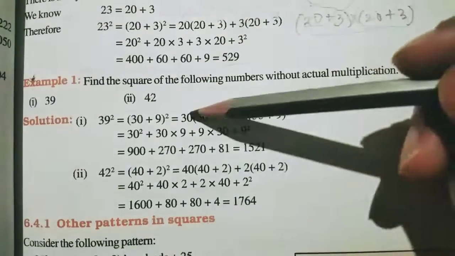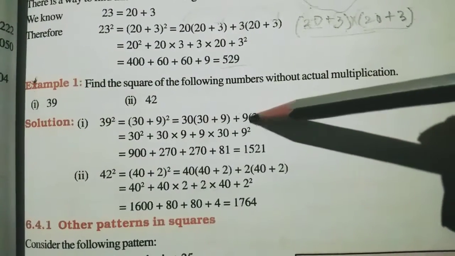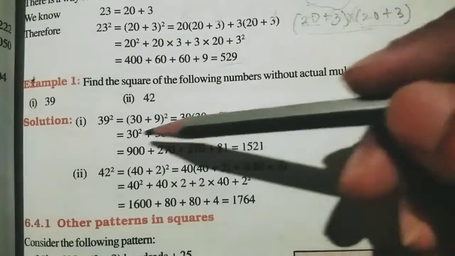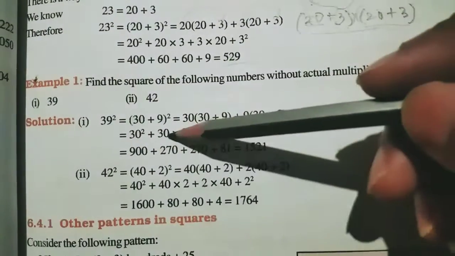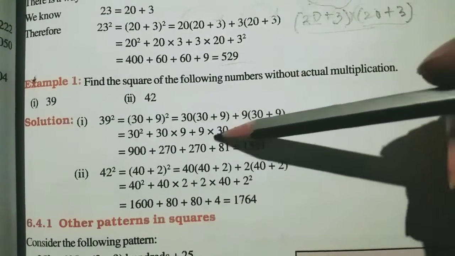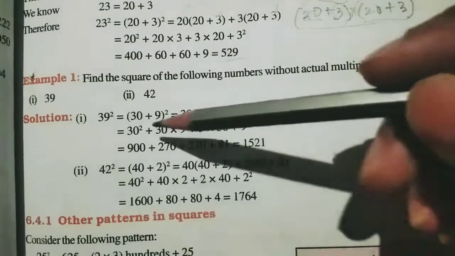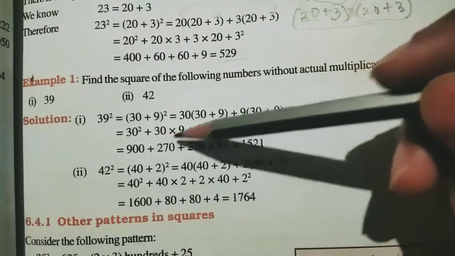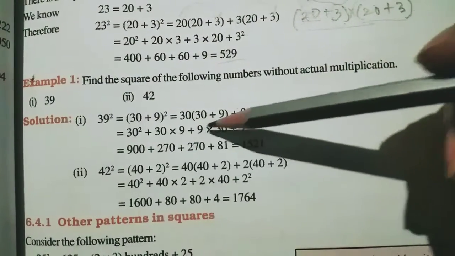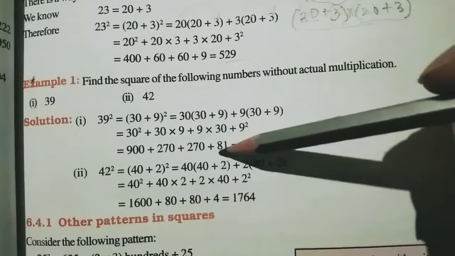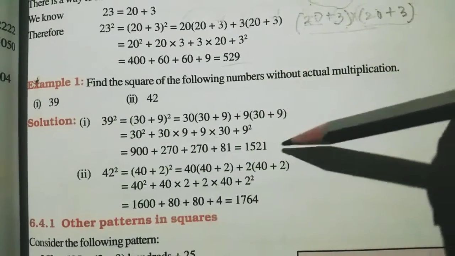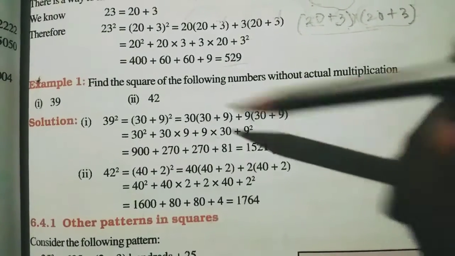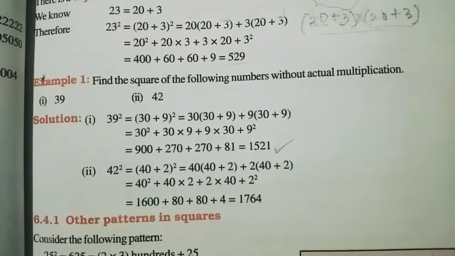So it is written into 2 parts like this: 30 into 30 plus 9, plus 9 into 30 plus 9. Again 30 into 30, 30 square, 30 into 9, plus 9 into 30 and 9 into 9, 9 square. Then 30 square is 900, 30 into 9 is 270, 9 into 30 is 270, 9 square is 81. Now you add the numbers, then it is 1521. The square of 39 is 1521.